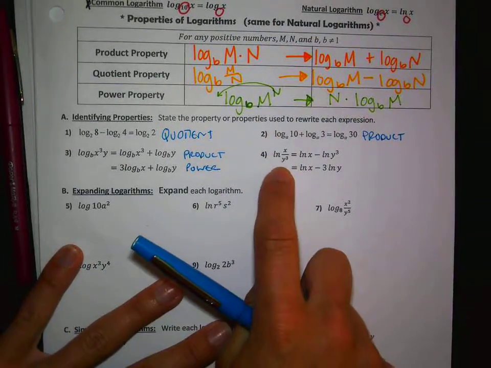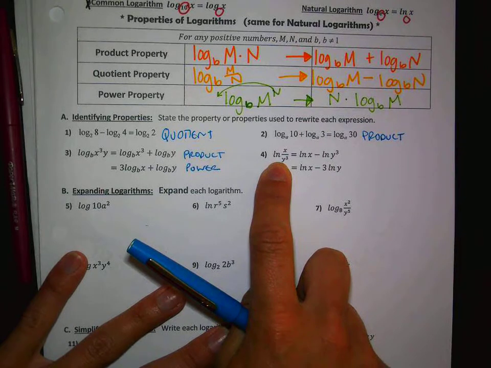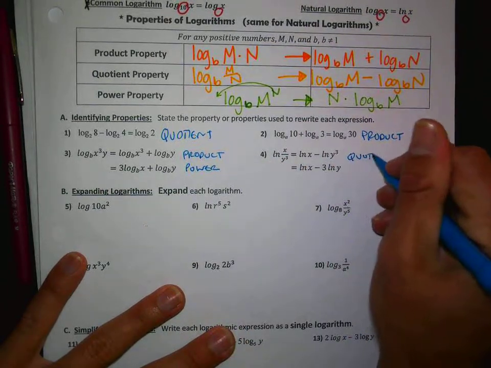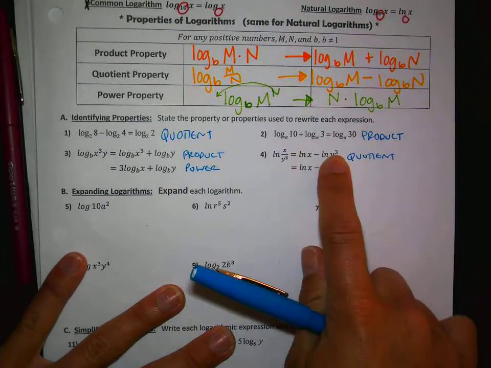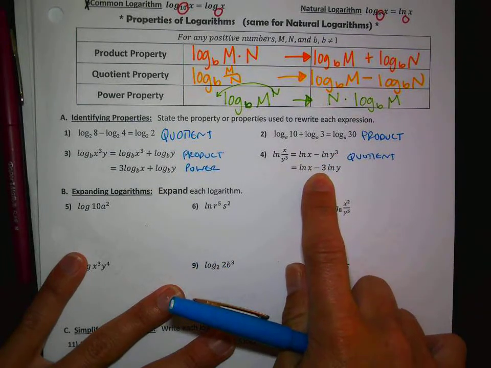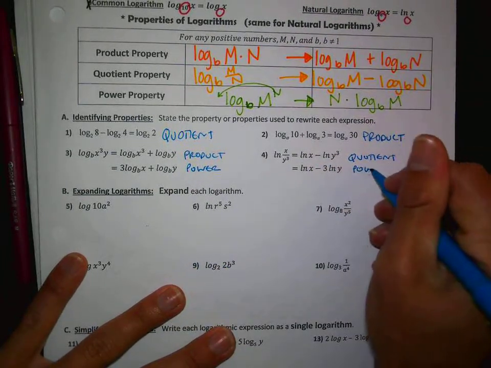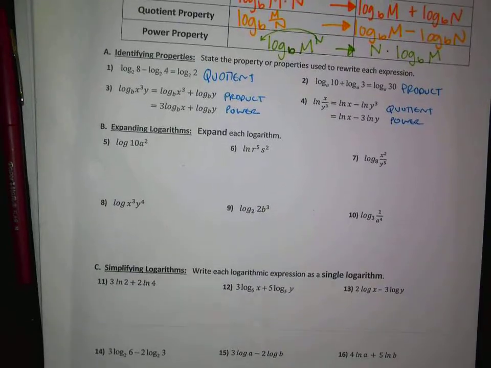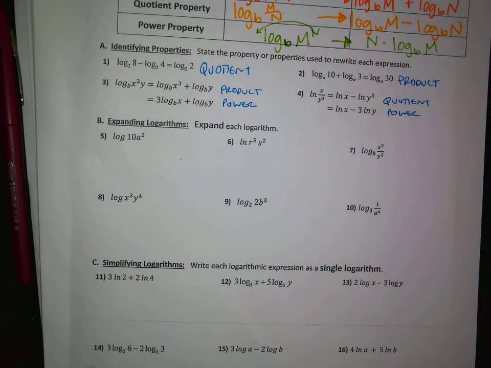So number 4, it's a division. I split it up with a subtraction sign, quotient. And then same thing, take my exponent, stick it in front, power. So that's kind of just identifying the rules. Probably the more important part is this B and C section, because that's when we're actually going to be using the properties.